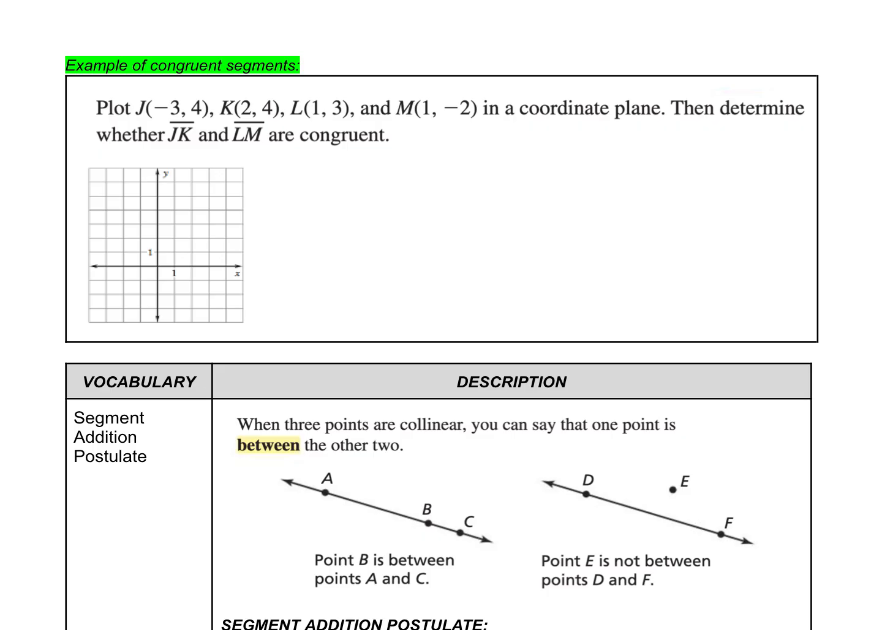Okay, so let's look at the example on the next page. We are going to start by plotting 4 points. Point J, -3, 4. Starting at the middle, how do I do the -3? Which way do I go? To the left. Okay, so I'm going to go left 3 and up 4, and that is my point J. For K, I'm going to go 2 to the right and up 4, and that is K. As we can see later in the question, we're looking at segment JK, so I'm just going to connect those right now. There's no arrow because it's a segment.